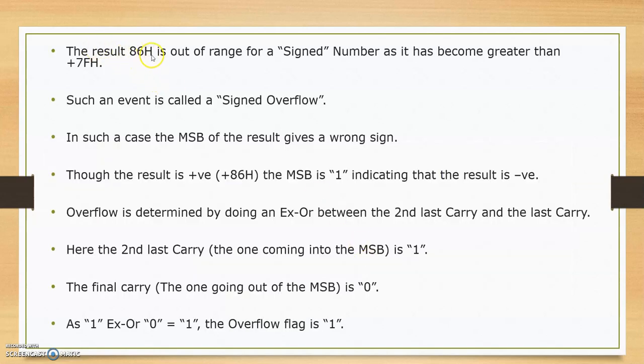The result 86 is out of the range for a signed number as it becomes greater than plus 7F. Such an event is called signed overflow. In such a case, the MSB of the result gives a wrong sign. The result should be positive, but the MSB bit 1 indicates that the result is negative. So overflow is determined by doing XOR between the second last carry and the last carry. Here the second last carry coming into the MSB bit is 1, and the final carry going out of the MSB bit is 0. So 1 XOR 0, you get 1.